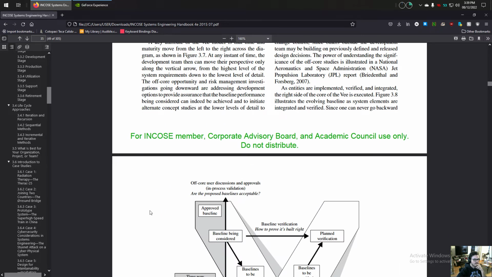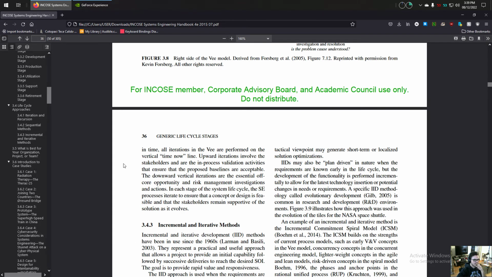Since one can never go backward in time, all iterations in the V are performed on the vertical time now line. Upward iterations involve the stakeholders and are the in-process validation activities that ensure that the proposed baselines are acceptable. The downward vertical iterations are the essential off-core opportunity and risk management investigations and actions. In each stage of the system lifecycle, the SE process iterates to ensure that a concept or design is feasible and that the stakeholders remain supportive of the solution as it evolves.